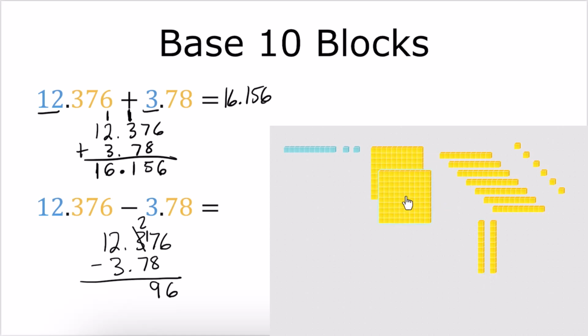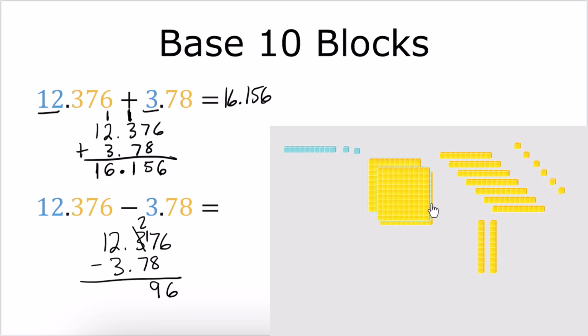Then I can say, okay, well, I have 2 of these and I want to take away 7. So I have 2/10 and I want to take away 7 of them, but I obviously can't do that because I only have 2 of them. So I'm going to take one of these blue blocks and exchange it for 10 of these.